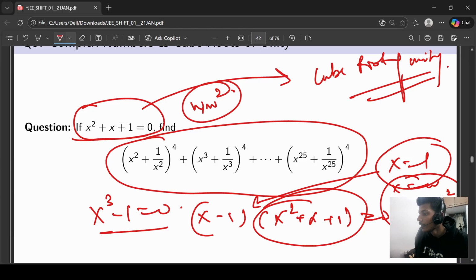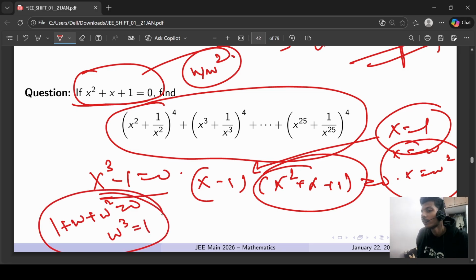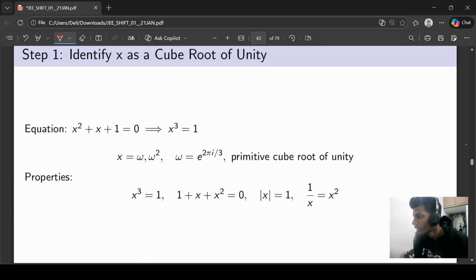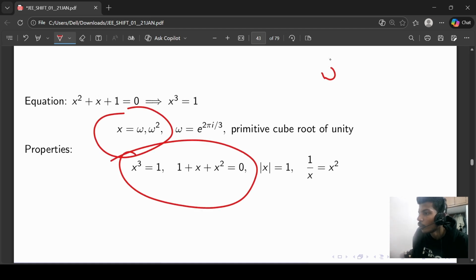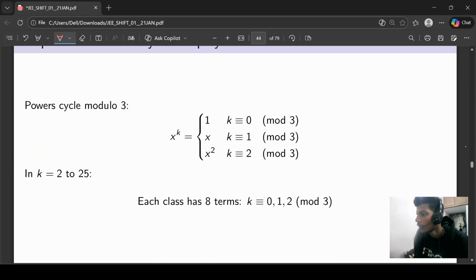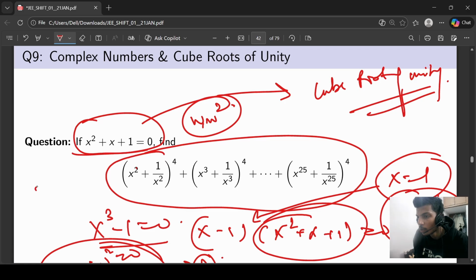Okay, and in cube root of unity we also know one more thing, that 1 plus omega plus omega square is equal to 0 and omega cube is equal to 1. You are also well known about both these properties. Got it? Okay, so going for the answer. I'm simply using this property here. I get the value of x is equal to omega and omega square. If omega cube is equal to 1, then I can say that omega is equal to 1 upon omega square. So I can get the value of x is equal to 1 by x square. Okay, got it. Quick thing in the question: it's going from 2 to 25 and the value 4 is common in all of them.